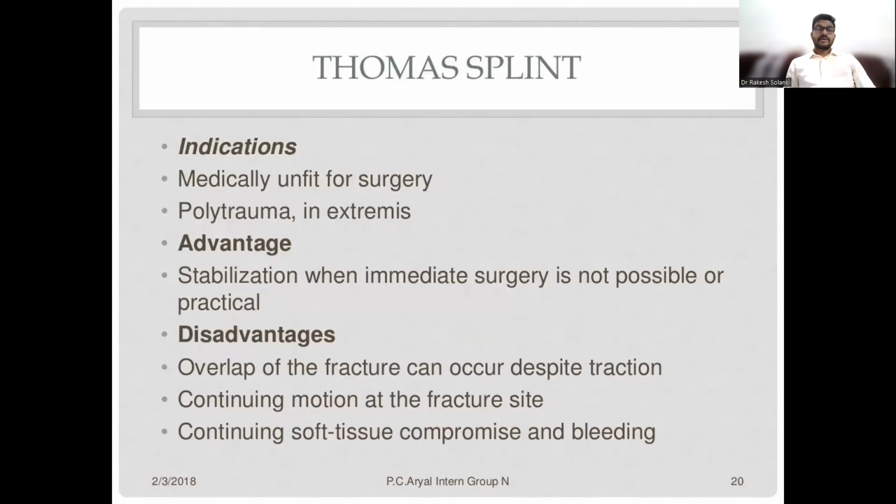Thomas splint. The indications of the Thomas splint are medically unfit patients, patients unfit for surgery, and polytrauma in extremity. Advantages are stabilization when immediate surgery is not possible or practical. The disadvantages are overlap of the fracture can occur despite traction, continuing motion at the fracture site, and continuing soft tissue compromise and bleeding.